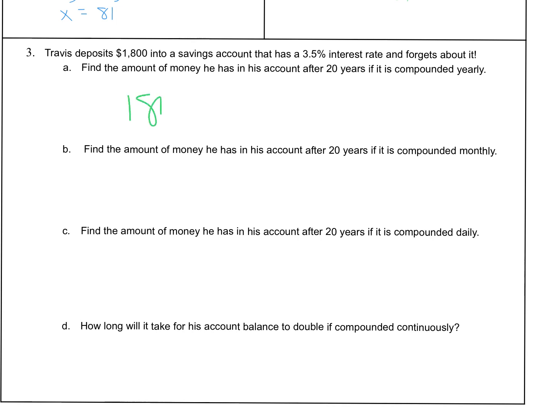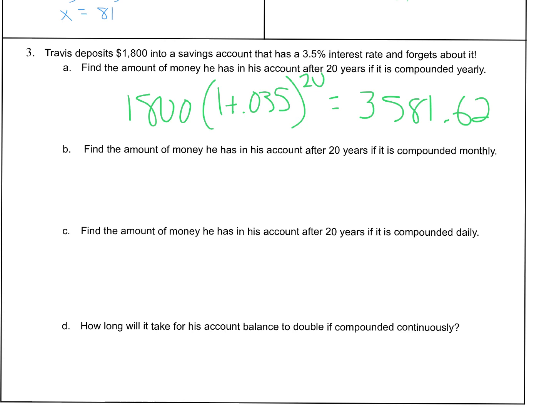So that would be your $1,800. 1 plus 0.035, because that's annually, for 20 years. So 1,800, 1,035, raised to the 20th. And you should get $3,581.62.